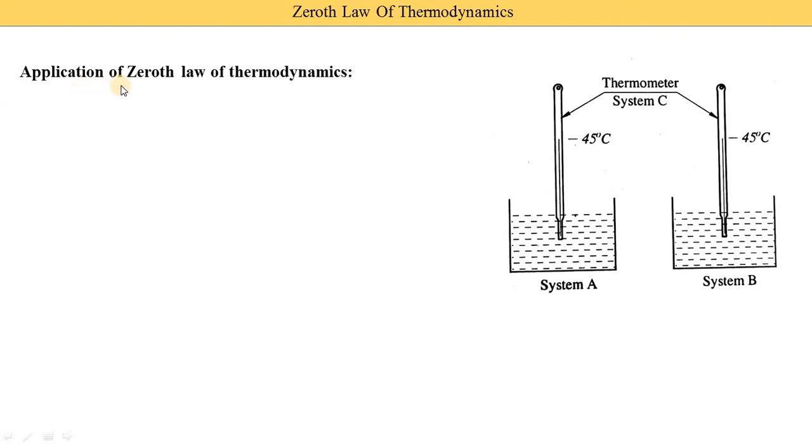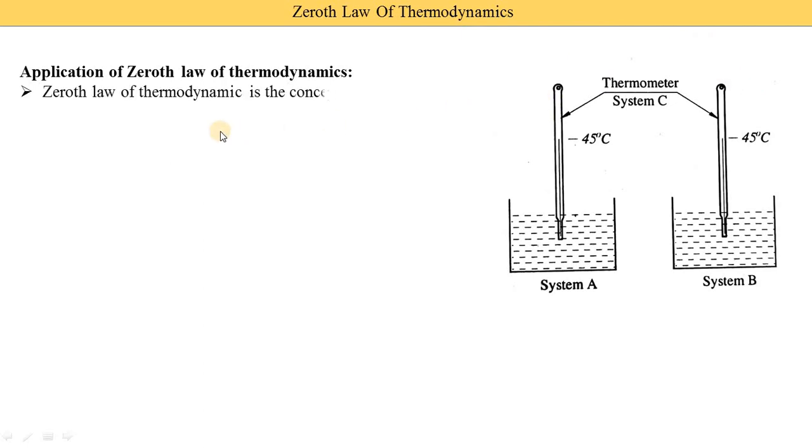Now, applications of the zeroth law of thermodynamics. Here you see this image, that is system A, where there is some liquid. In system B there is liquid. And here is the thermometer C. So three systems: system A is one container in which liquid is filled, system B is a liquid filled in a container, and system C is our thermometer.